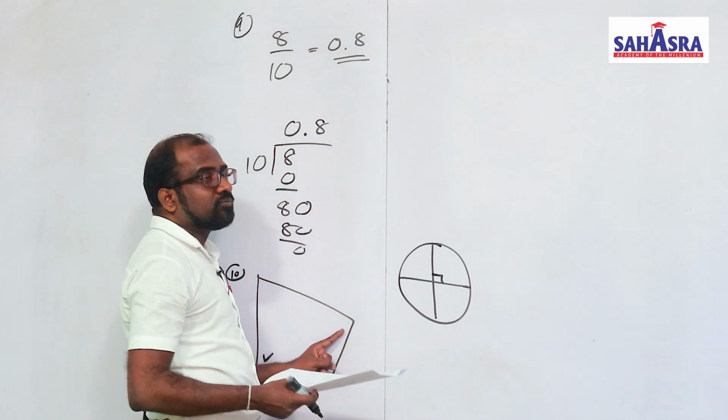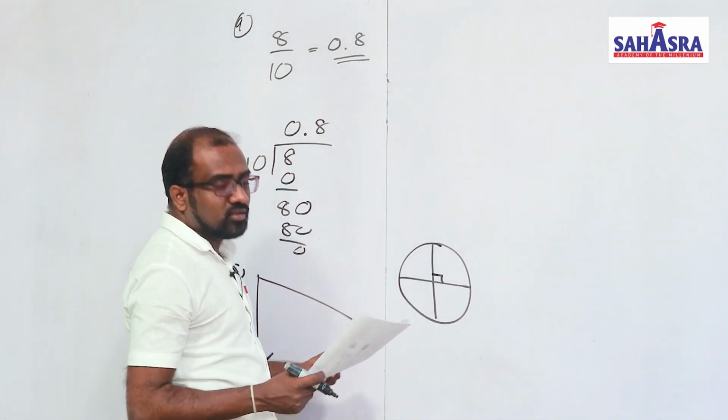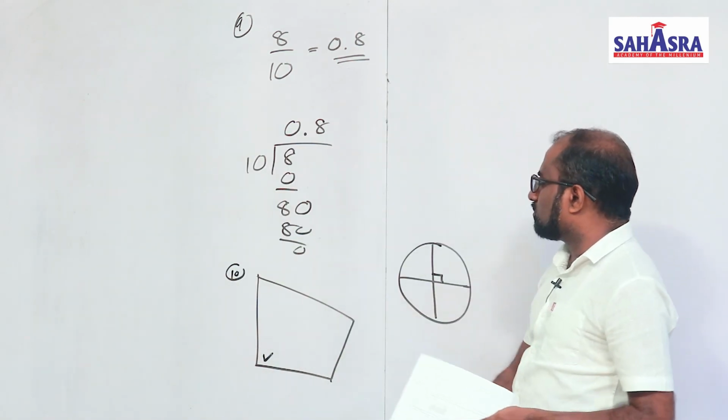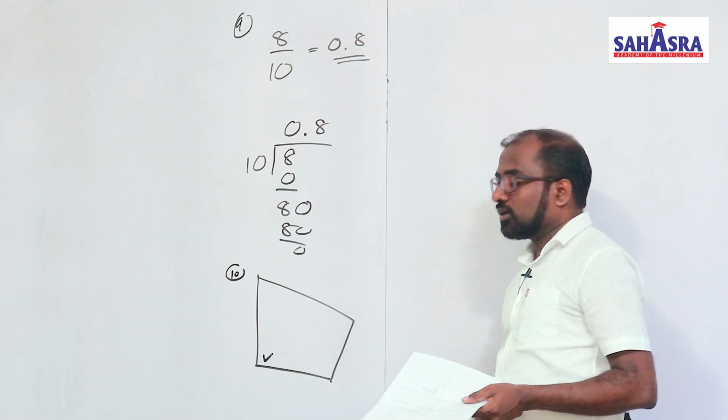They have different names. You will learn them when you come to grade 6. Right? Acute angles, obtuse angles. You will learn them when you come to grade 6. But for the time being, for grade 5, you should know how to identify a right angle. So, that's the answer.